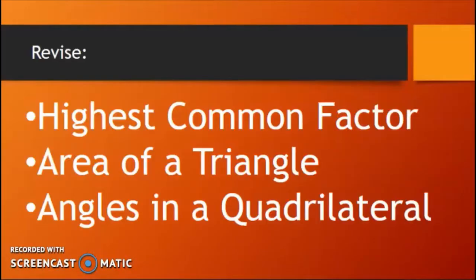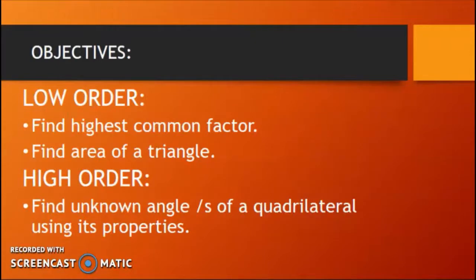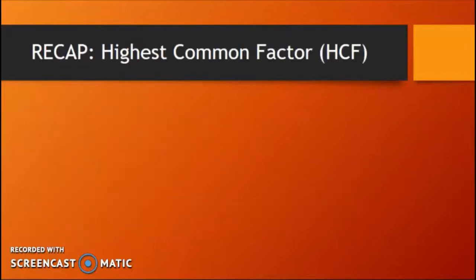We have different topics, which are highest common factor, area of a triangle, and the angles in a quadrilateral. For today's lesson, we have objectives to attain: to find the highest common factor, to find the area of a triangle, and to find unknown angles of a quadrilateral using its properties. As a recap, we're going to have the highest common factor, or HCF.